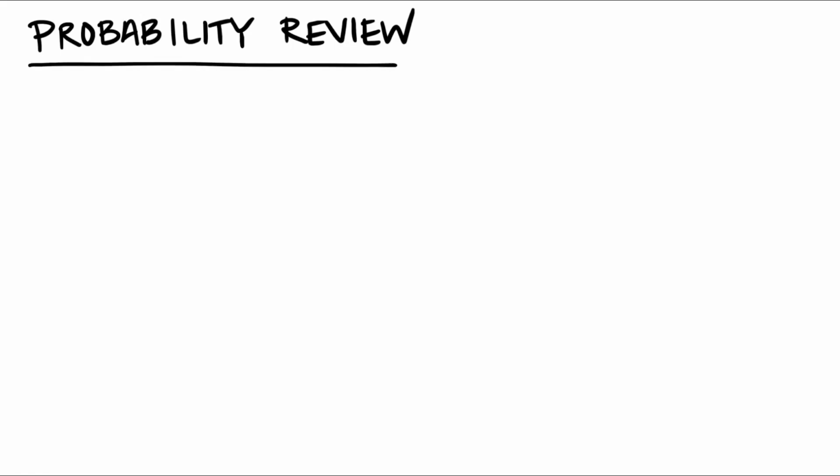Well, one, we got a lot of notation, right? We got the probability of A. This is equal to the probability of event A occurring.